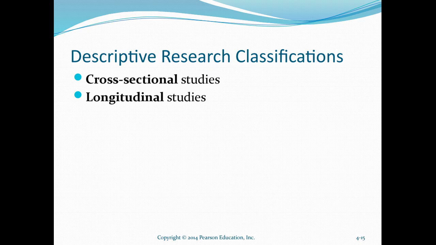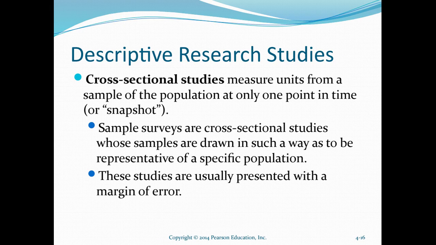Okay, so in descriptive research, we can have two different approaches. One, we call it cross-sectional research design. Another one is longitudinal studies. Surveys, we can also use in descriptive research design. So, cross-sectional research design. Cross-sectional studies measure units from a sample of the population at one point in time. We also call them a snapshot.